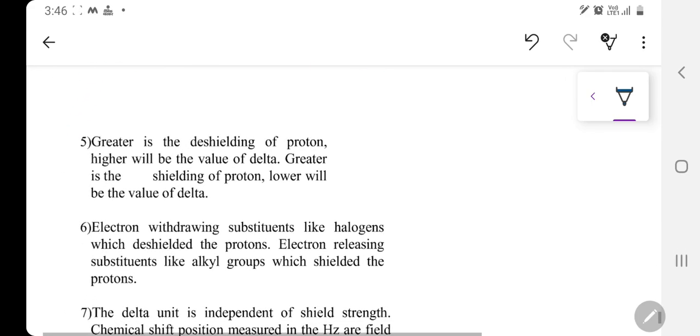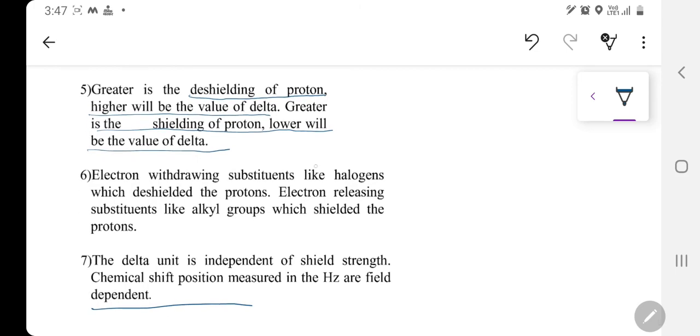The greater the shielding of the proton, the lower will be the value of delta. The lower the shielding of the proton, the higher will be the value of delta. Electron withdrawing substituents like halogens deshield the protons. Electron releasing substituents like alkyl groups shield the protons. The last one: the delta unit is independent of field strength. Chemical shift positions measured in hertz are field dependent.